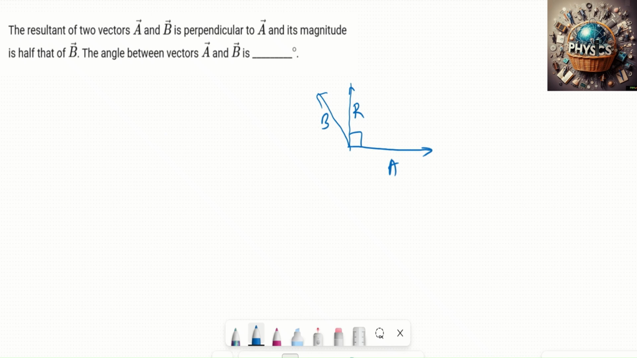Okay. So we'll say A plus B is equal to R. That's one thing. Then R is perpendicular to A, and this resultant is half of the magnitude of B, which means that R is equal to B by 2. Right. So these are the two things that are given to us.